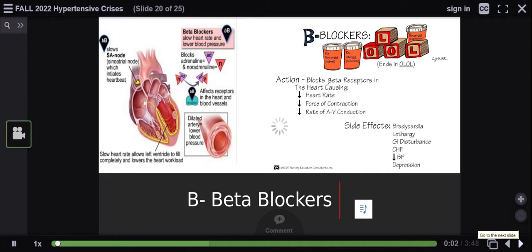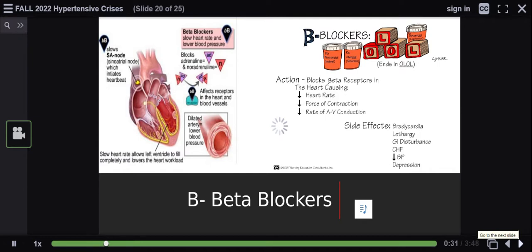Beta blockers are a type of SNS inhibitor, like sympathetic nervous system inhibitors. SNS inhibitors have two types. We have the beta adrenergic blockers. These are your medications that end in -olol: metoprolol, atenolol, propranolol. Those are the guys. So these are beta blockers.